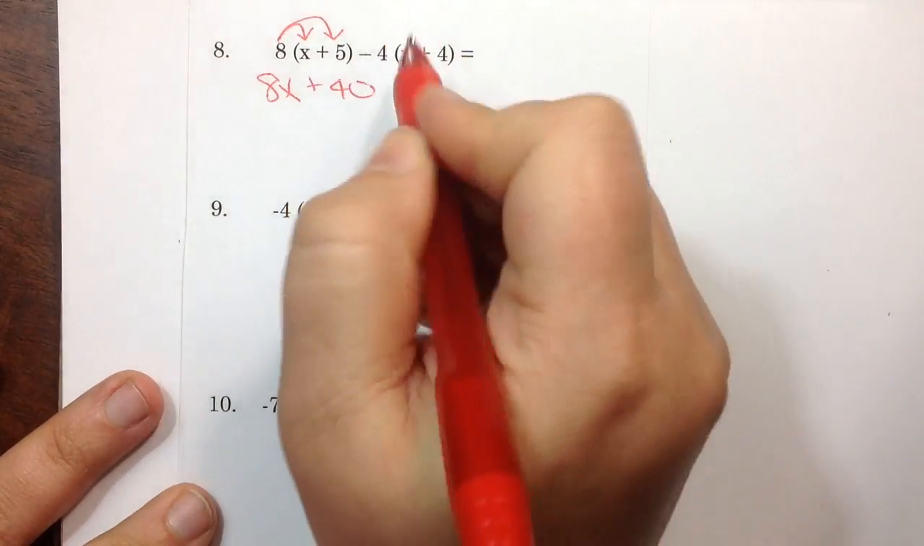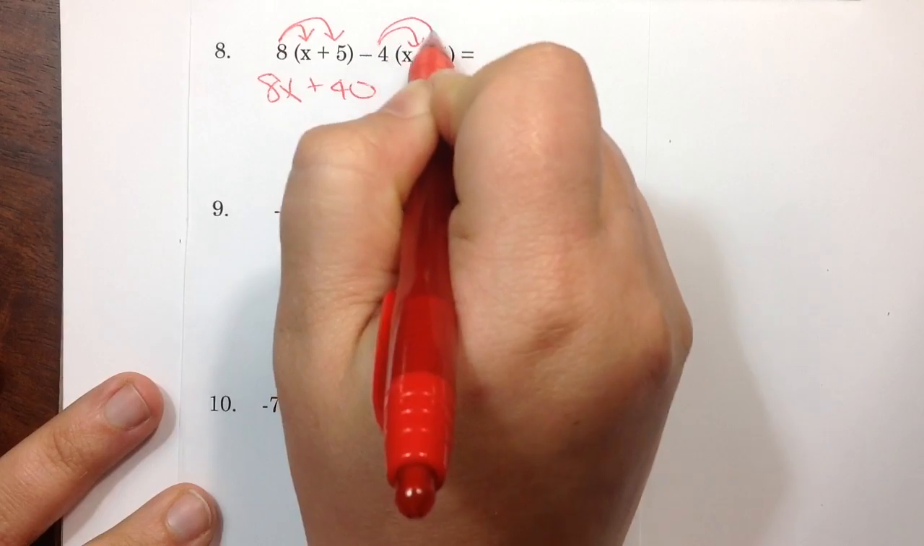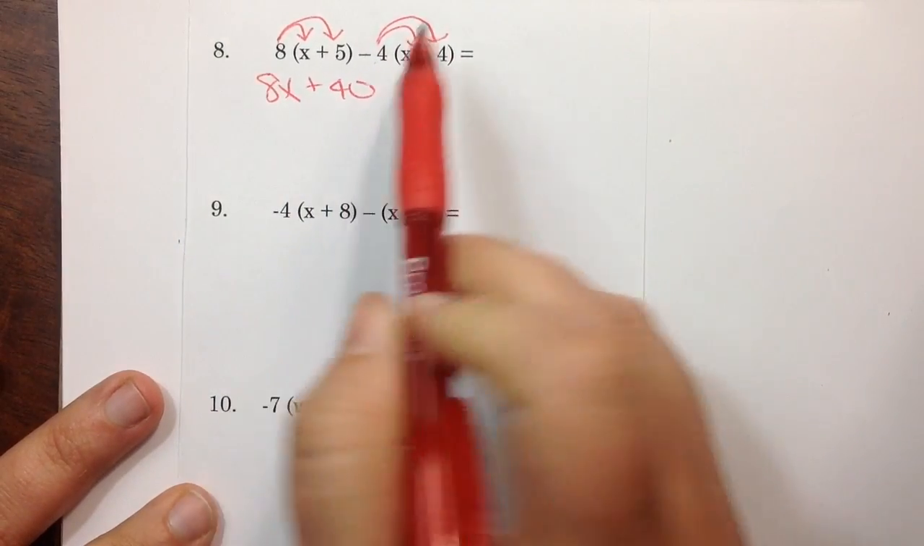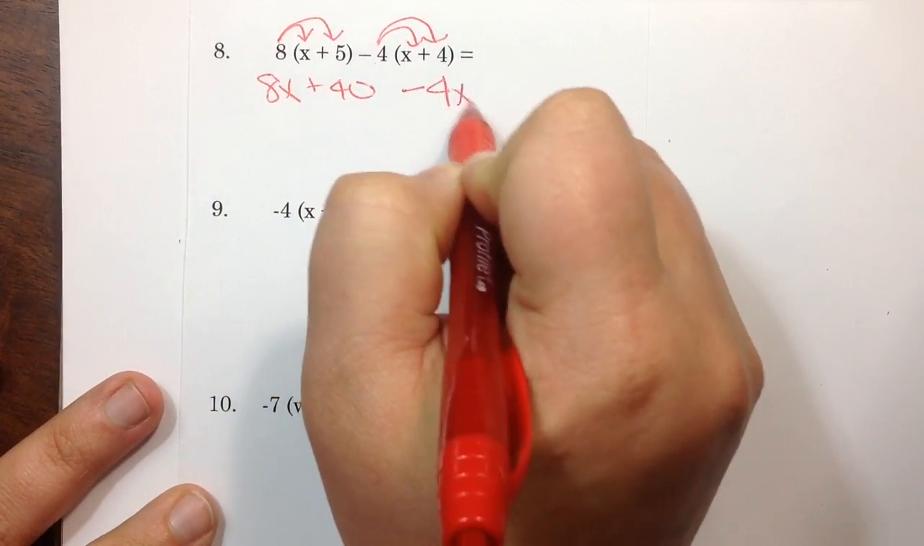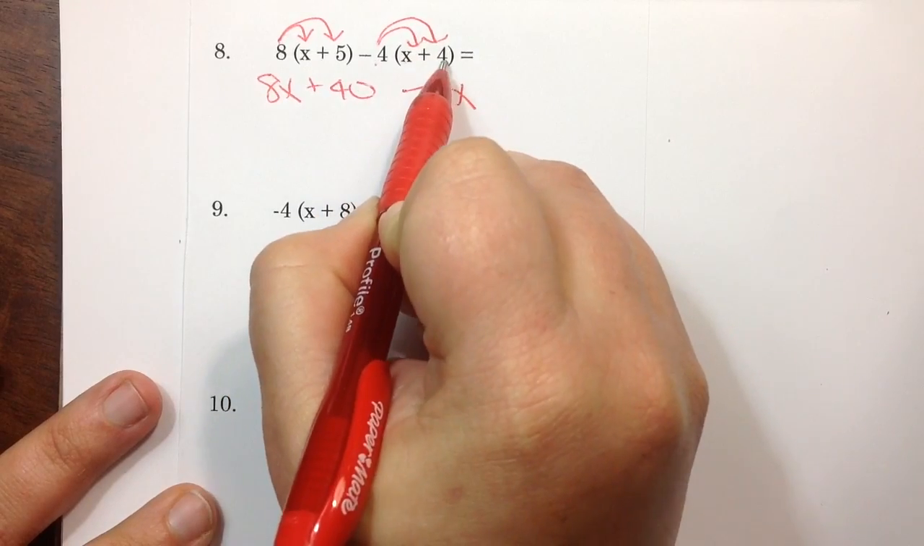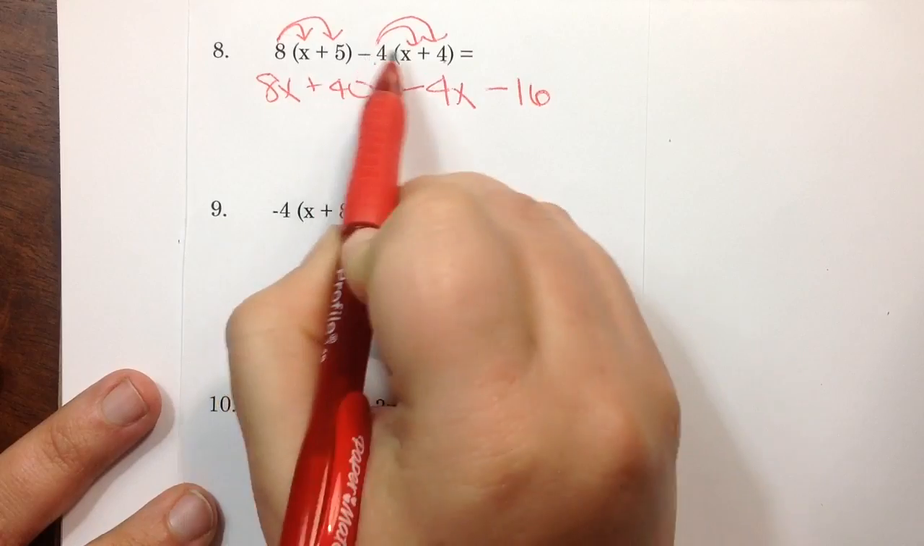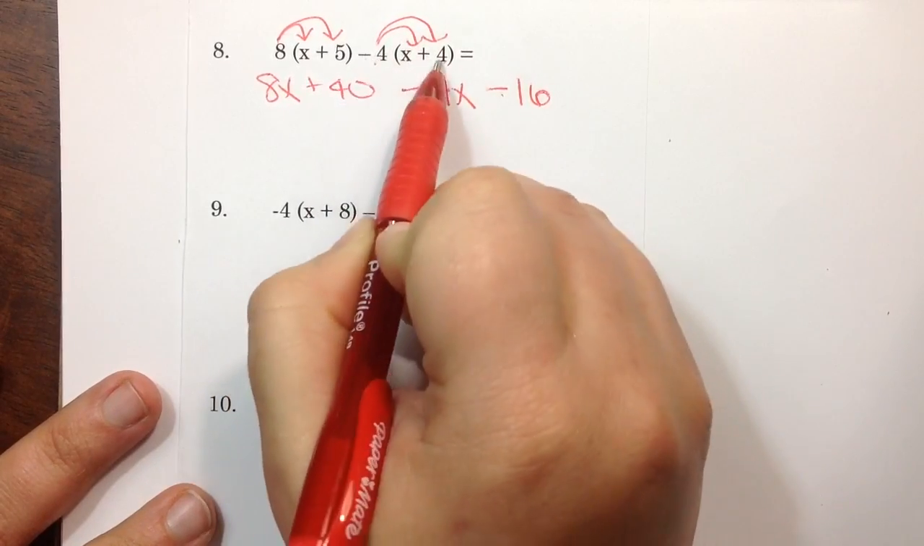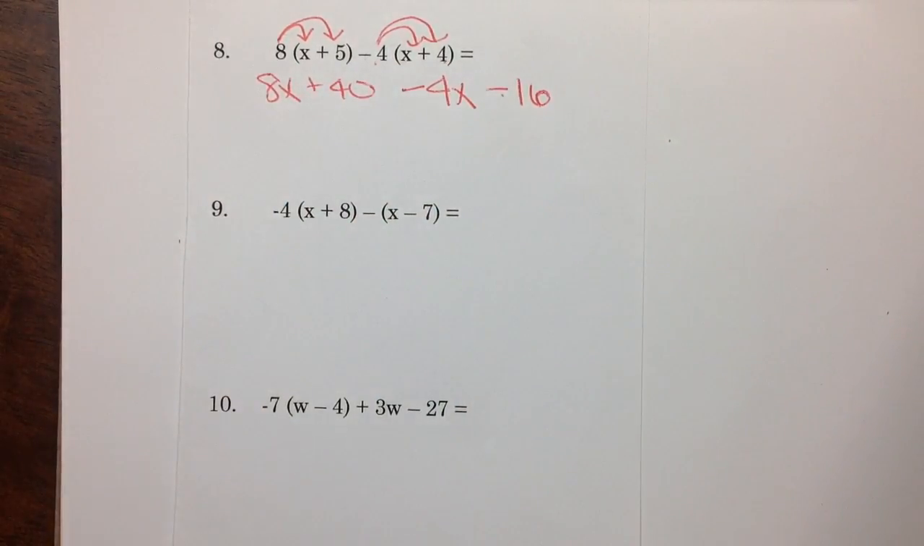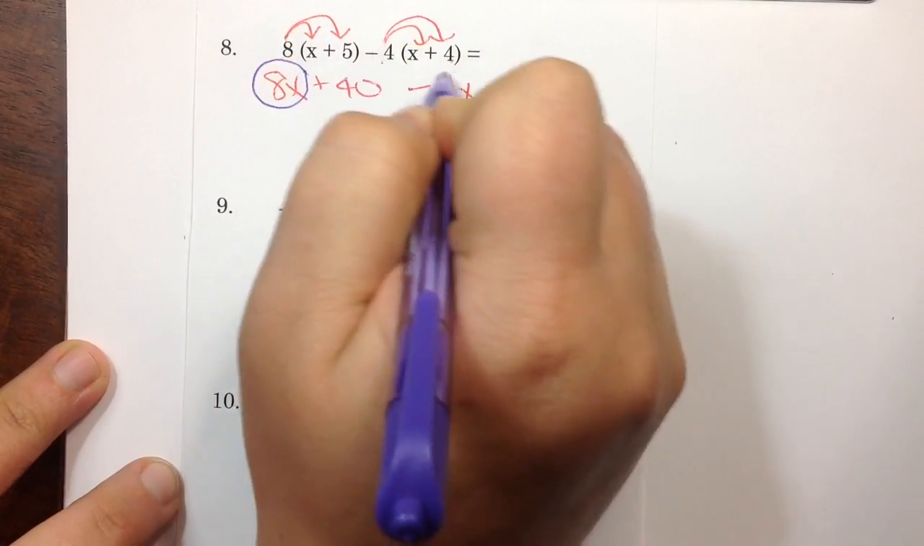Now we're going to do that negative 4 times x and the negative 4 times 4. Negative 4 times x would be negative 4x. Negative 4 times positive 4 would give us a negative 16, because a negative times a positive is a negative. 4 times 4 is 16. Now we're going to combine like terms.